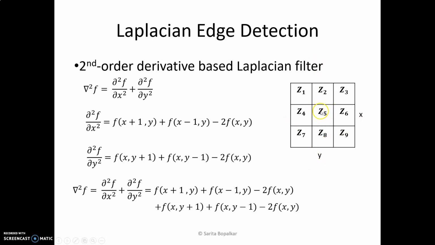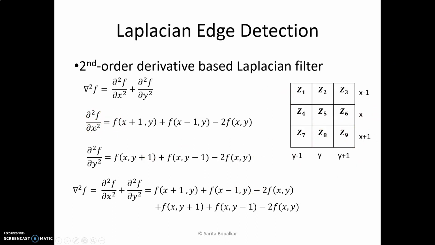So this pixel is f(x,y). We'll increase the row to x plus 1. This one is x minus 1. Column, next column y plus 1, previous column y minus 1. So that we can understand the equations clearly.